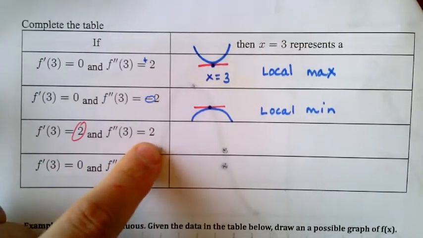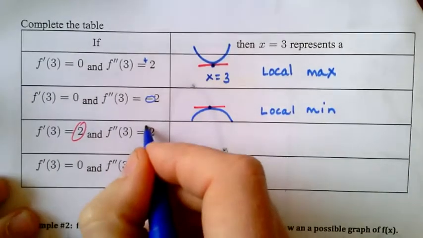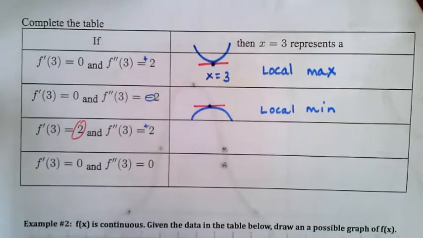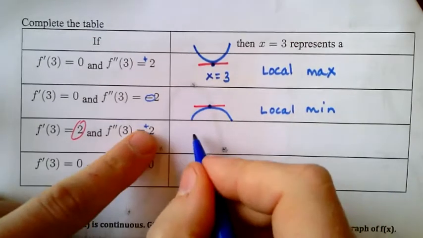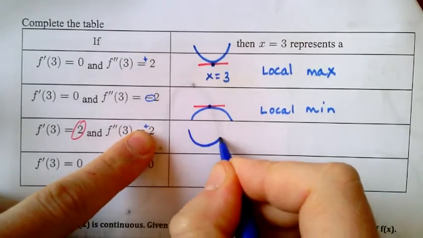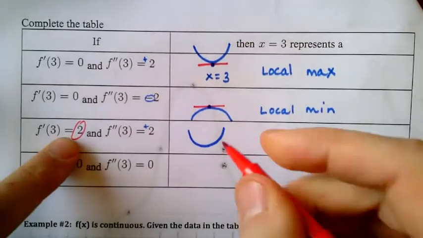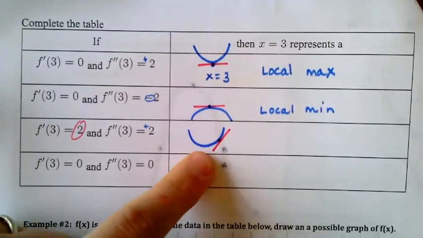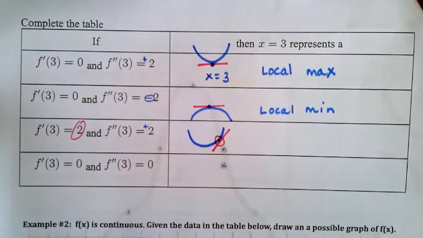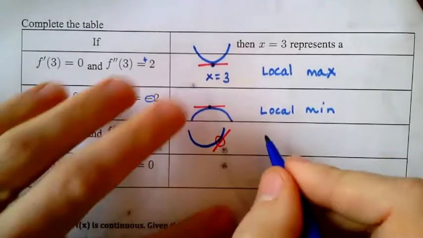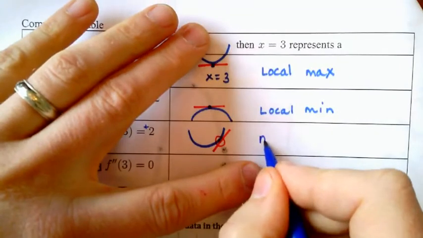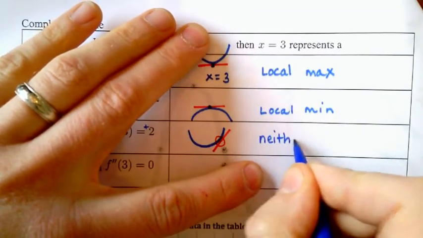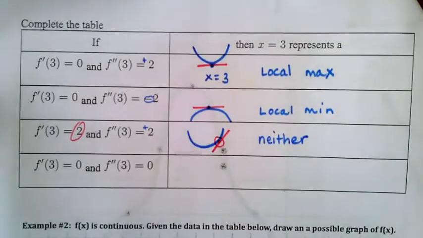Okay, next one. Let's suppose that the first derivative is 2, so it's not 0, and then the second derivative is positive. You might be tempted to say, oh, well, this is going to be a local max because the second derivative is positive, but that's actually not the case. What's going on here is that you have a curve that is concave up, and then since the first derivative is 2, you're going to have a positive slope like this, and you can see that this point right here is not an extreme value. So in this case, we have neither a max nor a min.